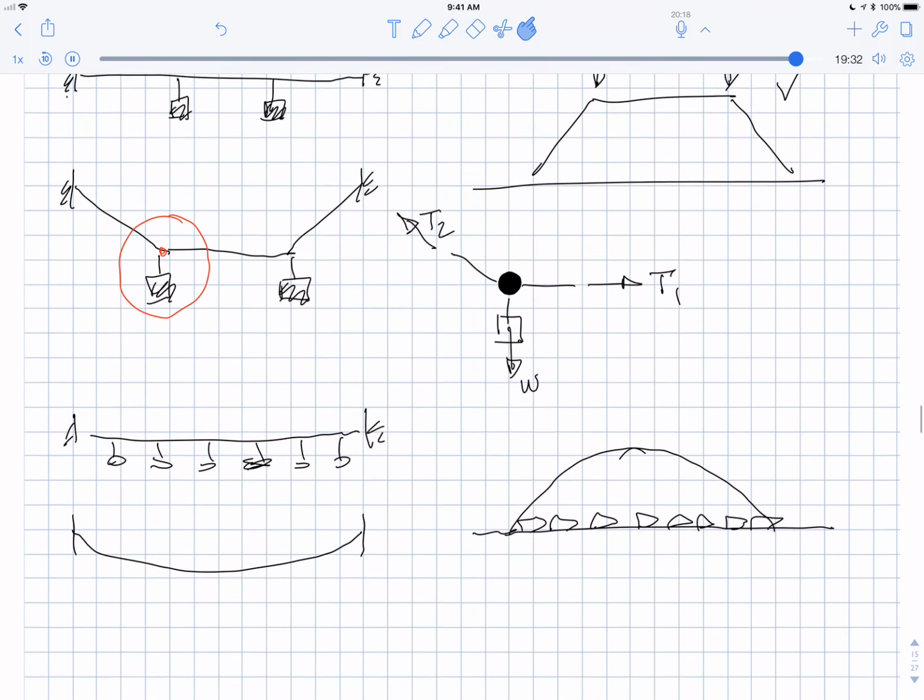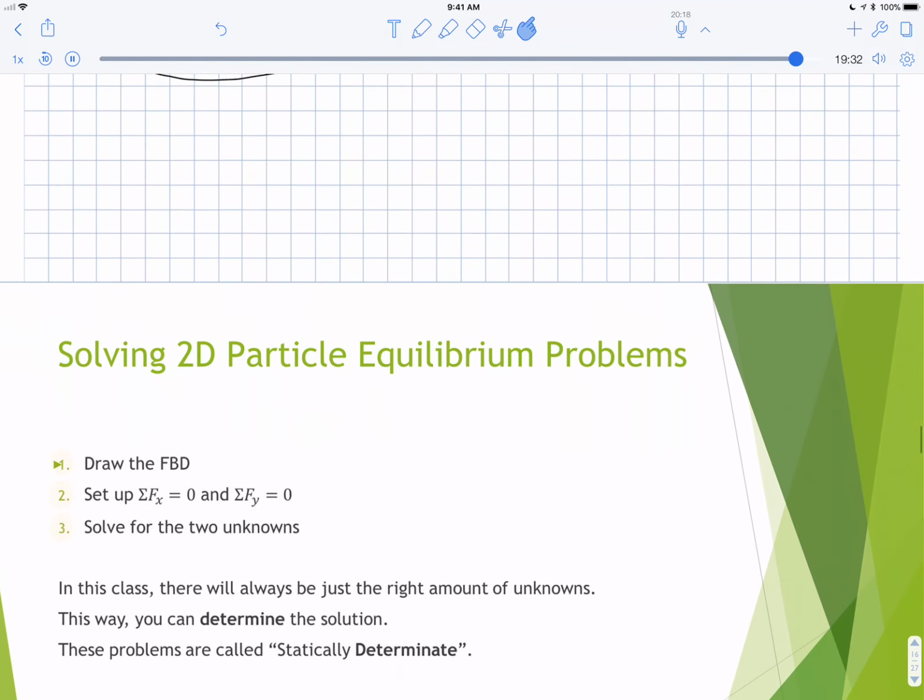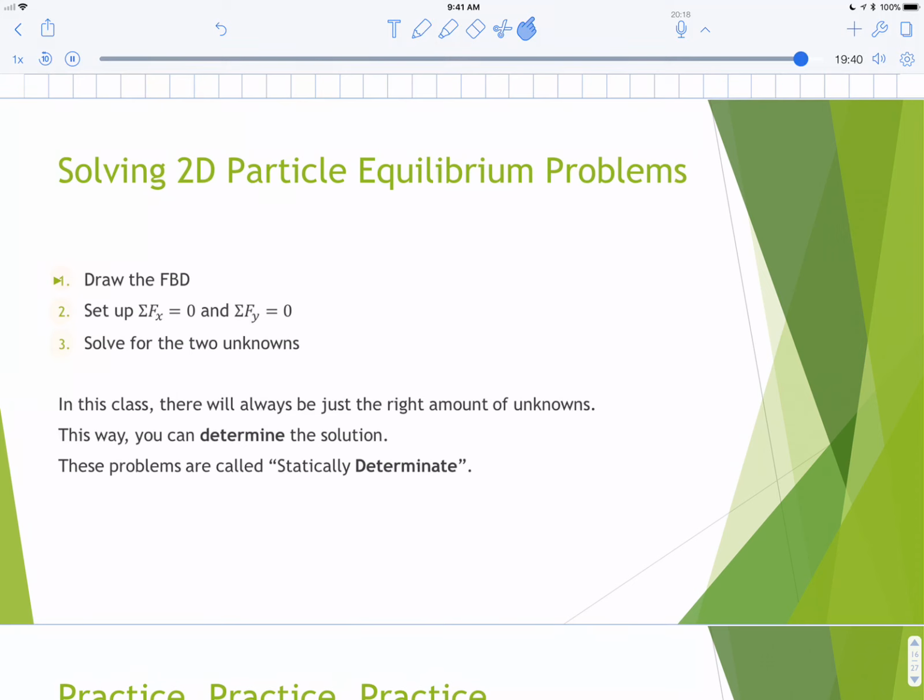Okay, so back to what we were doing earlier. So this is a summary of the procedure for solving 2D particle equilibrium problems. Step 1, draw the free body diagram. Once you have the correct free body diagram, look at everything in the X and set up the sum of the X forces equal to 0, and look at everything in the Y and set up the sum of the Y forces equal to 0. So I promise there will always be only two unknowns. You have two equations, you can solve for the two unknowns.